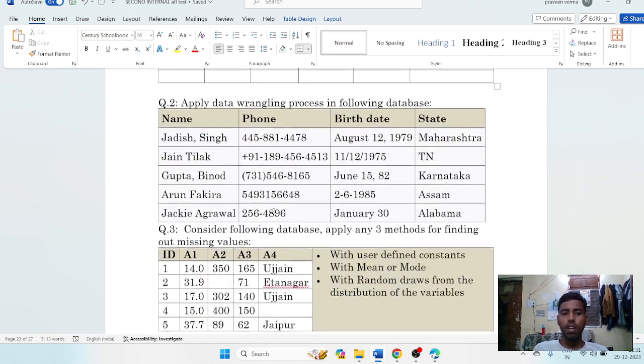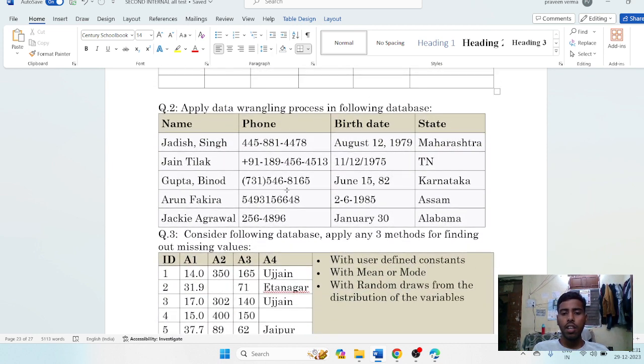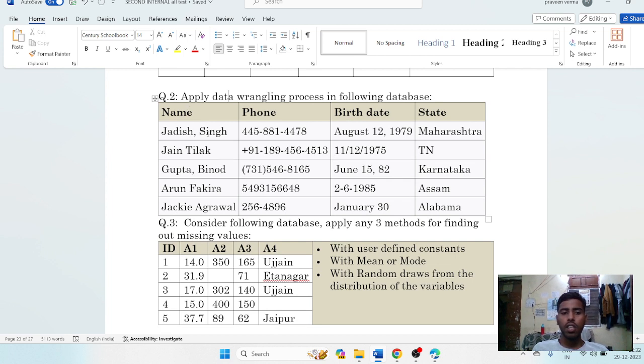Now come to the second question. Apply data wrangling process in the following database. We need to wrangle the data. The term wrangling means that we should format the data set, removing the ambiguities and errors, and making the data set into a complete, accurate format. So you can see the names Jagdish Singh, Jayan Tilak, Gupta Binod, Arun Fakira, Zaki Agrawal. Here in name there should be no comma, but here is a comma. So we need to remove this. So we have to wrangle this data set and make it a complete format.